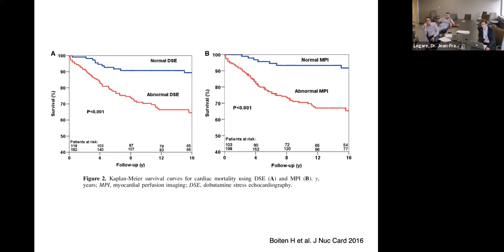And so both stress echo and perfusion imaging are very, very good tests to predict prognosis. And this is follow-up. Notice the scale, it's years, 16 years. So it's a very, very good prognosis if you have normal stress echo imaging as well as myocardial perfusion imaging, but not in mortality.